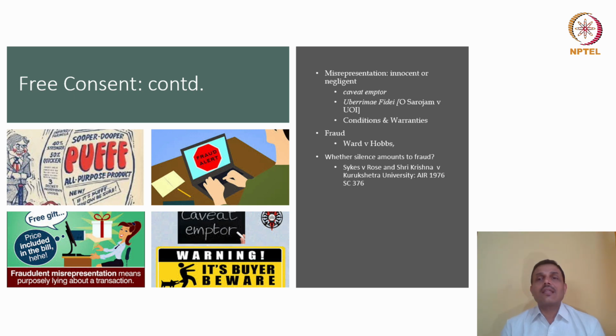The interesting case that we should look at is the case of Skies versus Rose. This is an English case. It's a very interesting case of a property being put up for sale. It was a house that was put up for sale. Now, the buyers went to see the house. They liked the house. They liked the price. They almost finalized, saying, yes, we will go ahead and buy it.